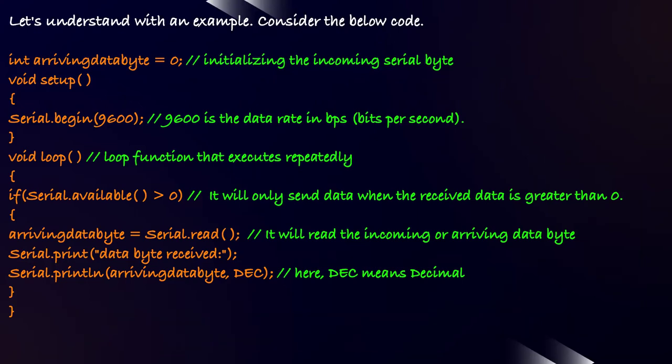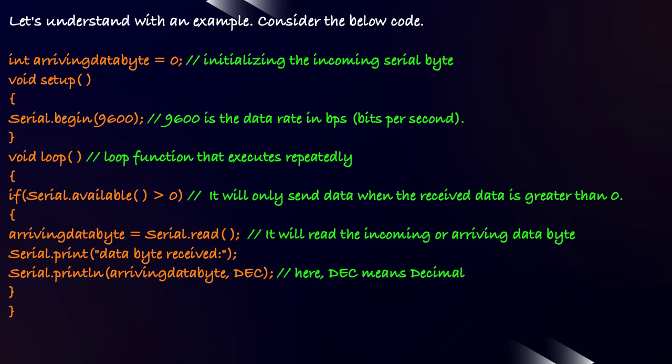How to initialize the incoming serial byte? int arrivingDataByte = 0. So this is how we can initialize the incoming data byte at first. Then comes void setup. We have set the baud rate to 9600, that is, bits per second, with Serial.begin. Then comes void loop, of course.